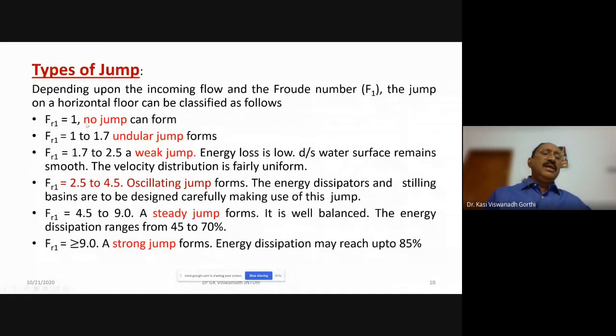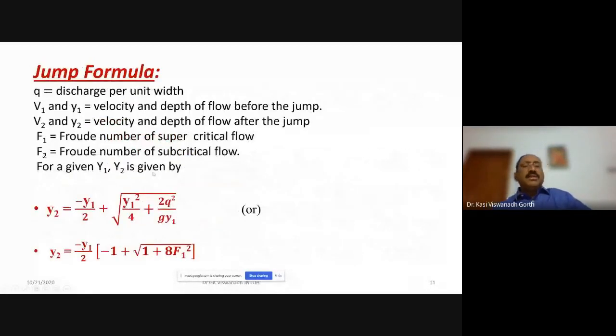Less than or equal to 1, no hydraulic jump formation. Between 1 to 1.7, initial Froude number, angular jump, and between 1.7 to 2.5 is the weak jump. Between 2.5 to 4.5, oscillating jump. 4.5 to 9 is steady jump. Greater than 9 is a strong jump.